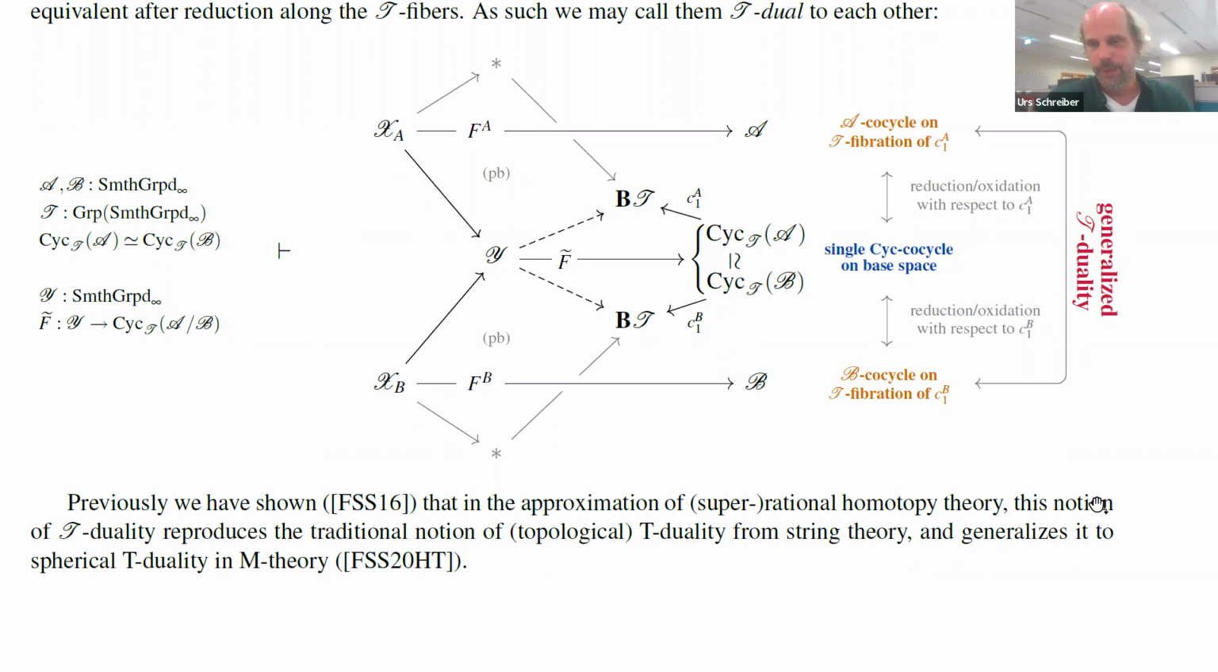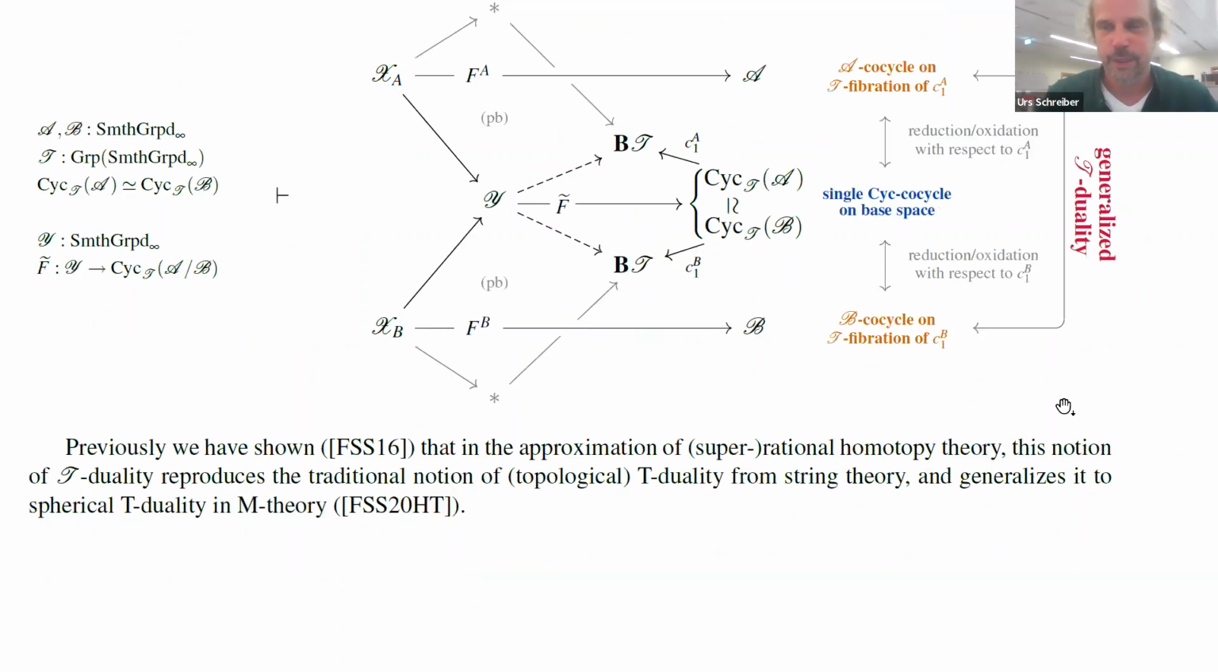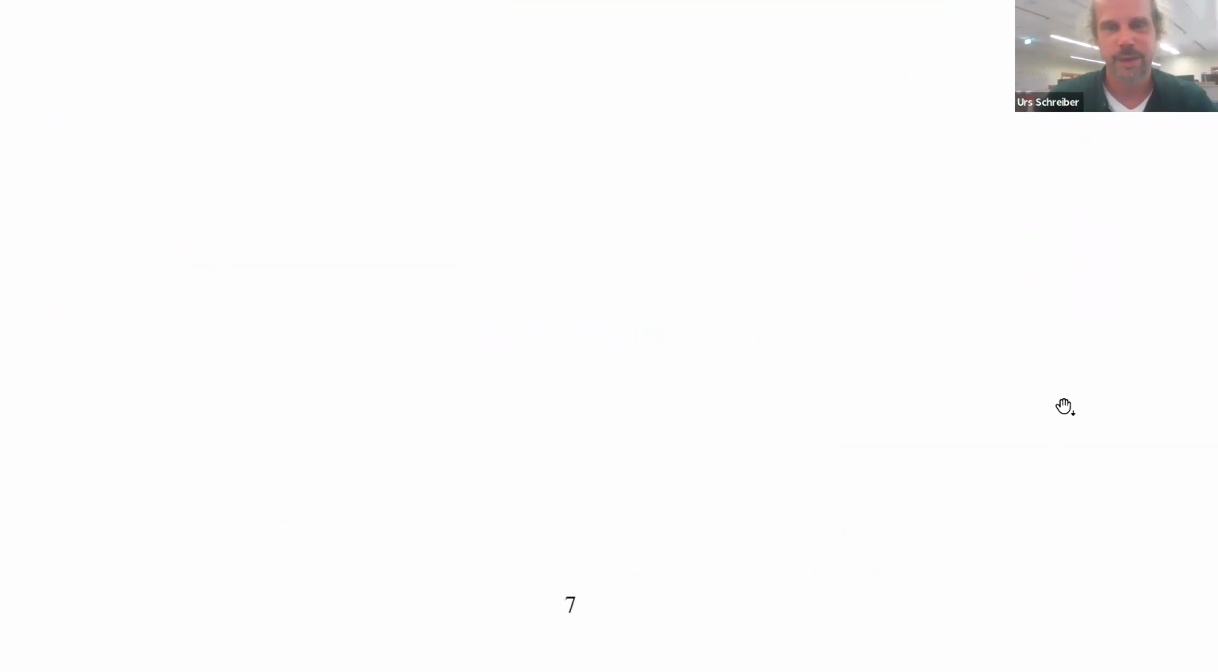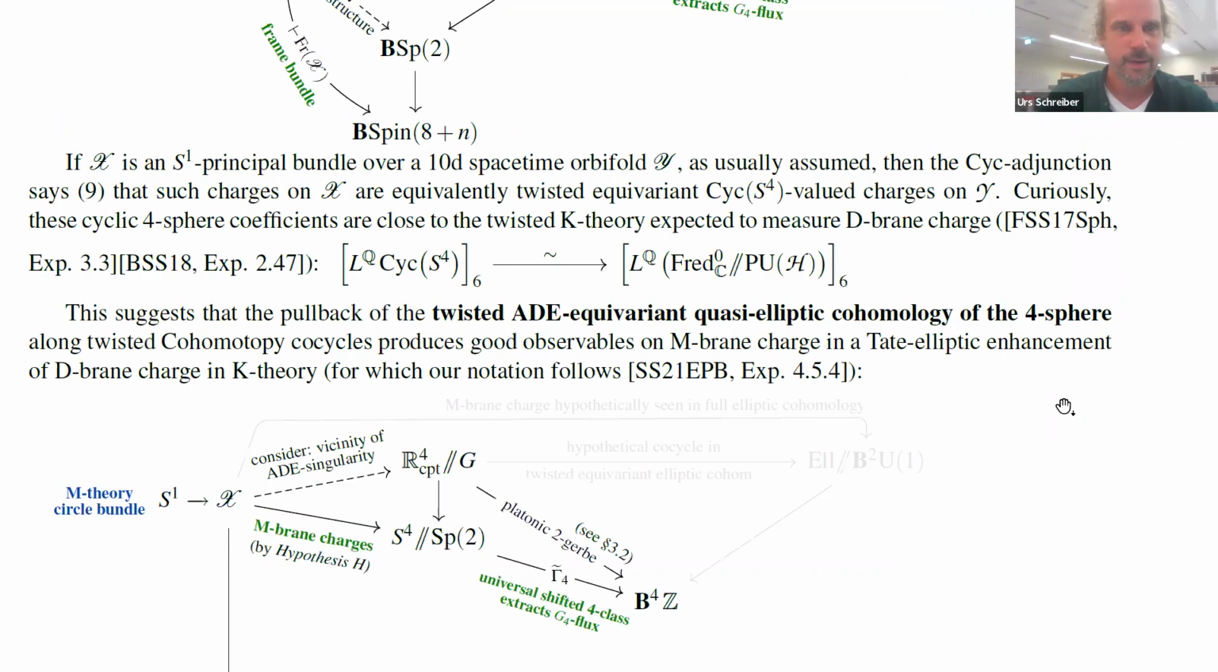So we think, but this is just an announcement here, that this is actually the fully general context of T-duality, topological T-duality. Whether or not it is, it certainly exists as this construction, which follows just from the cyclification. So I think I'm out of time now.